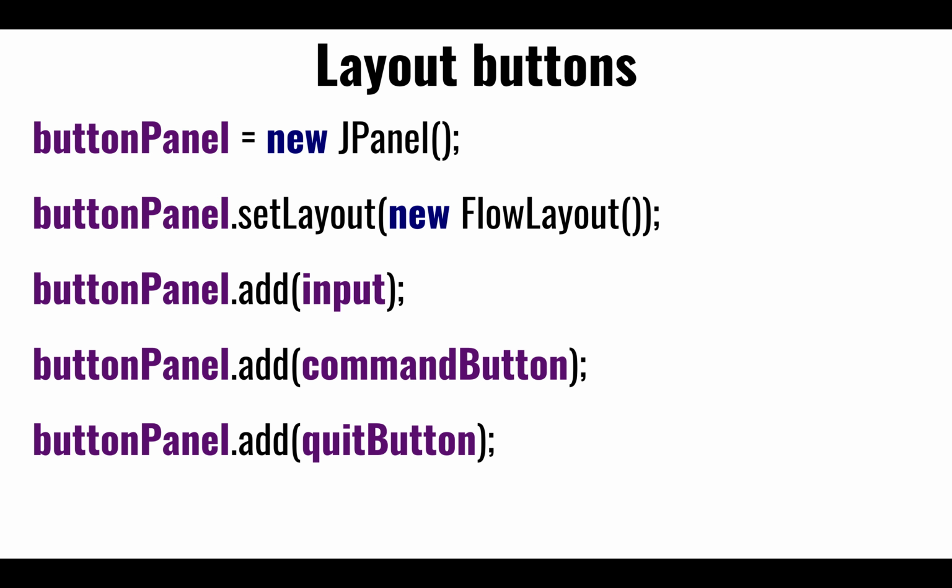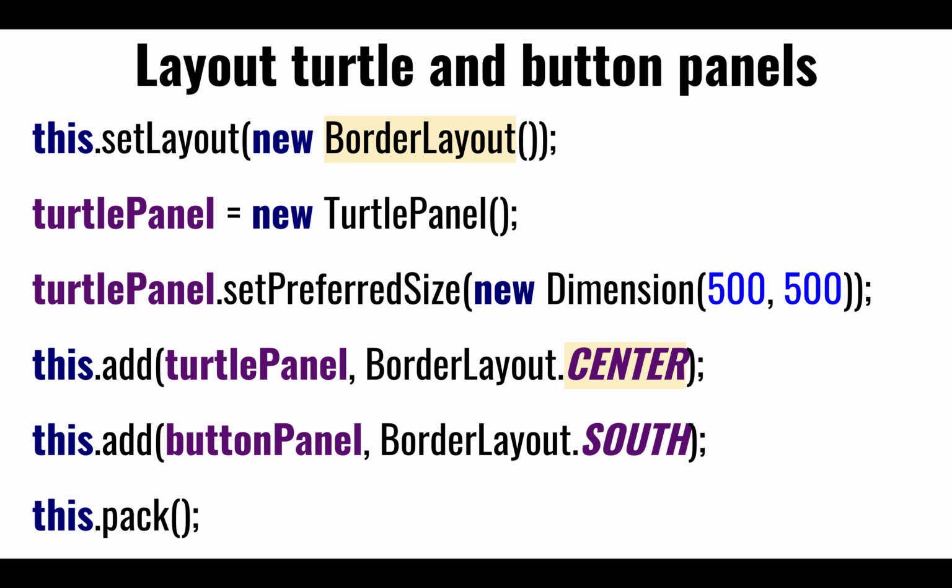So in the bottom panel, we're putting everything in there: the input field, the two command buttons. And then that one button panel, we're going to put it at the bottom, and we're going to put the turtle panel at the top. We're going to be doing the canvas drawing.